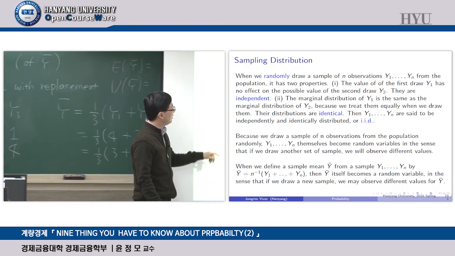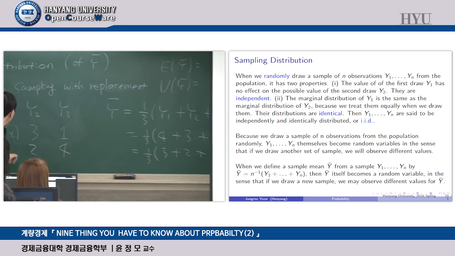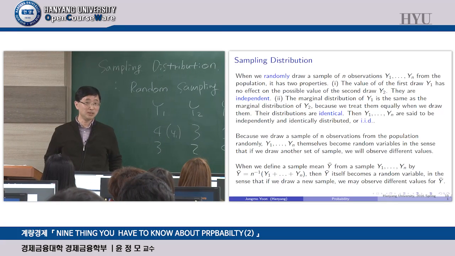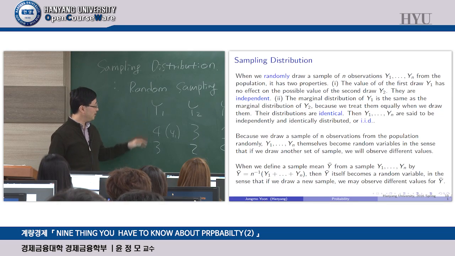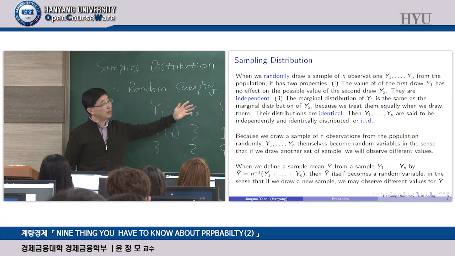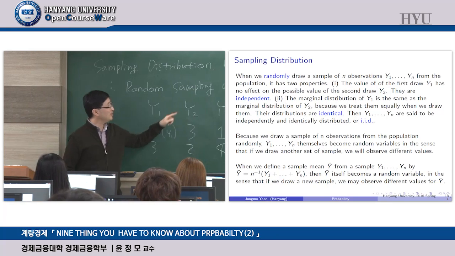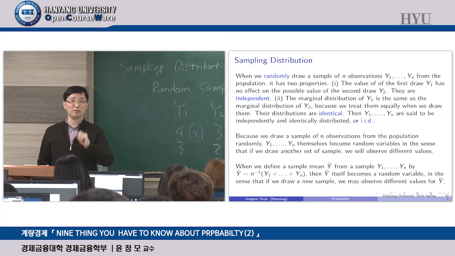Now, identical distribution, what does it mean? It means that y1 and y2 have the same distribution. Can you see it? That's my claim. y1 and y2, even y3, they all have the same distribution. Because we do the sampling with replacement. We can even write down the exact distribution.